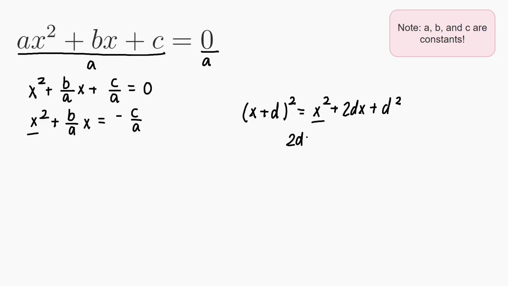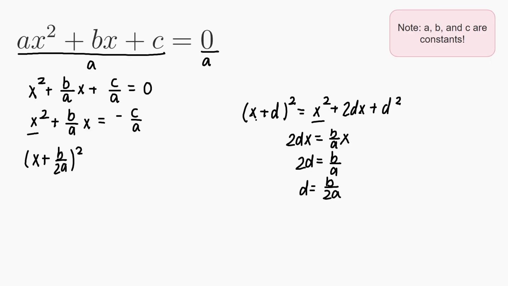So 2dx is equal to b over ax. And we're looking for our d value here so we know what number we should add to complete the square. So 2dx equals b over ax, which means 2d is equal to b over a, and d is equal to b over 2a. So we know our d term is going to be b over 2a. And as you can see here, we can write this as x plus b over 2a squared.